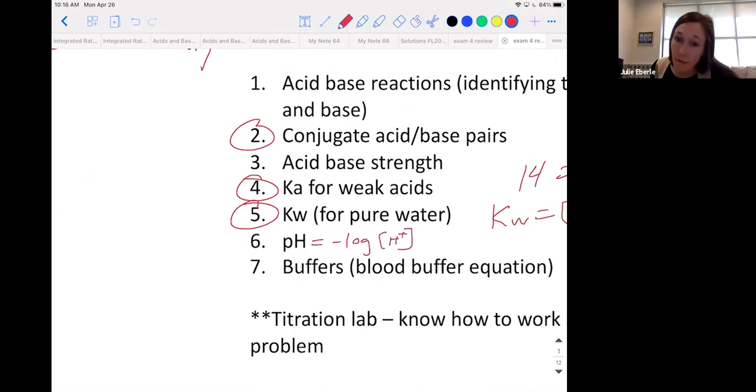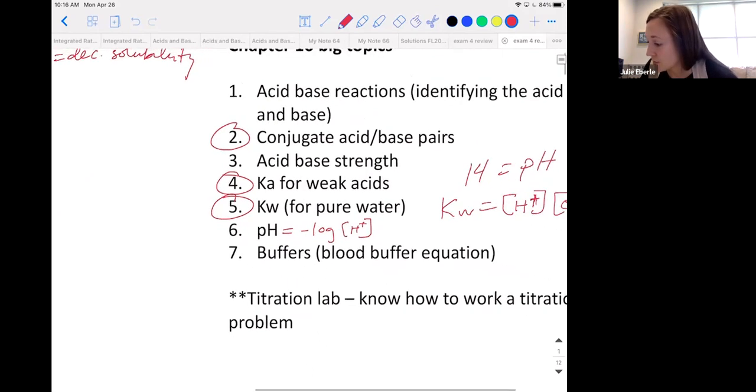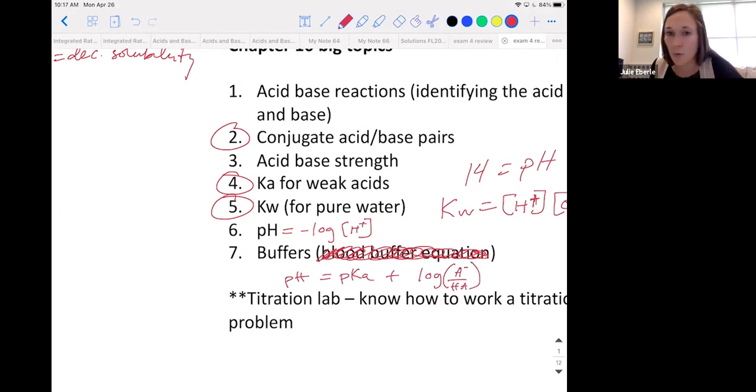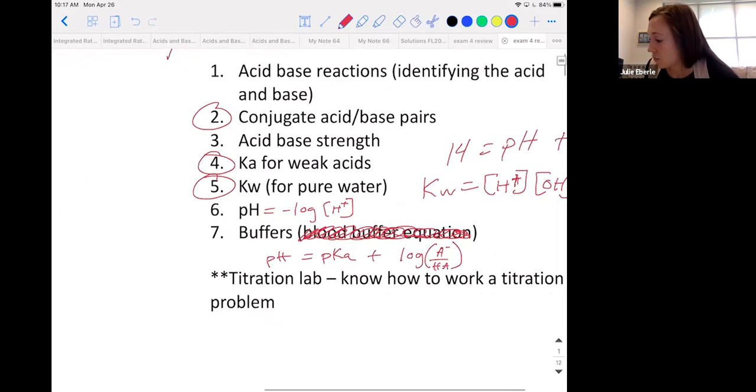All right, now the moment you have a buffer, you have a different equation. It's called the Henderson-Hasselbalch equation. By the way, unfortunately, sadly, still crying on the inside about this, we did not get to the blood buffer system. If you have a buffer, the equation is different. It's the Henderson-Hasselbalch equation, which is that pH equals pKa plus the log of the concentration of the conjugate base divided by the concentration of the weak acid. And we're going to do a buffer problem at the end of today, so stick around, do a 3-part problem.